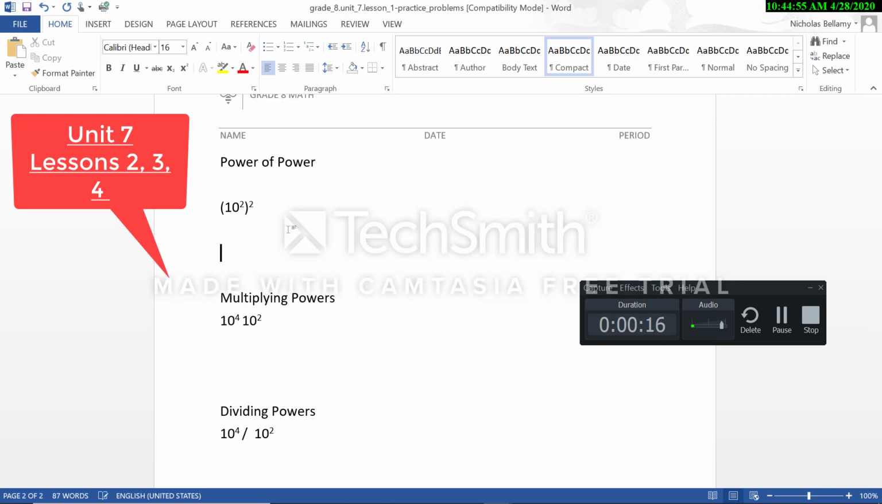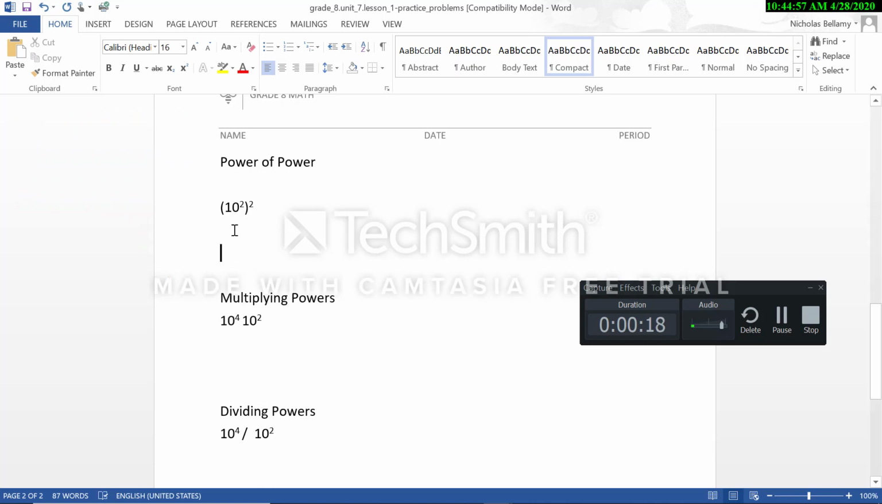Whenever you have a power of a power, it means you have a base number. So 10 would be my base number with an exponent of two, to the second power. And then I would also be powering this. So what that looks like is if I have 10 to the second power, this is actually written as 10 times 10, right?